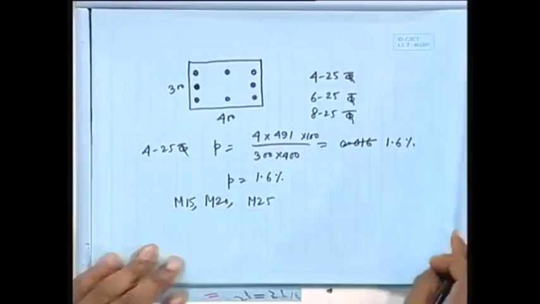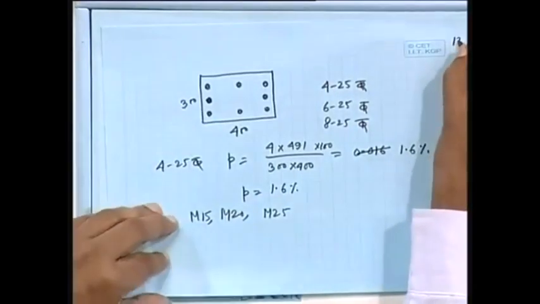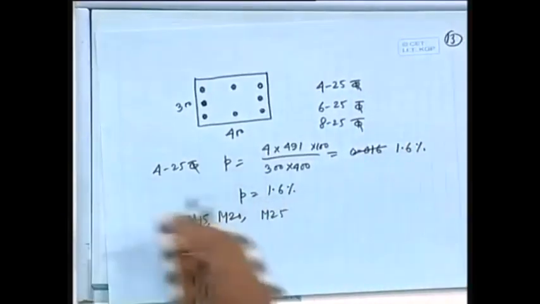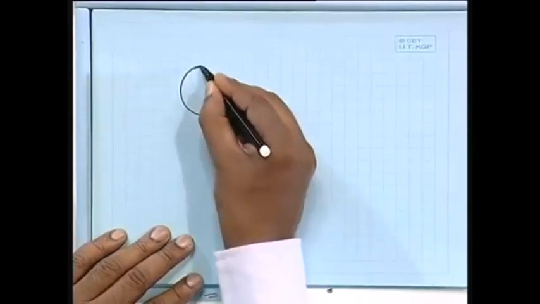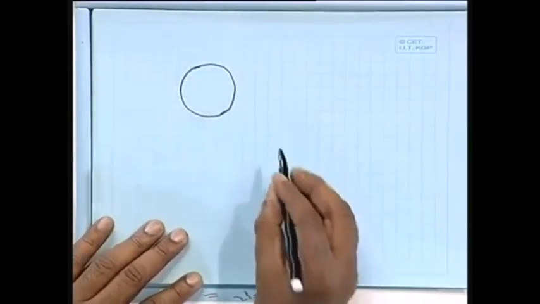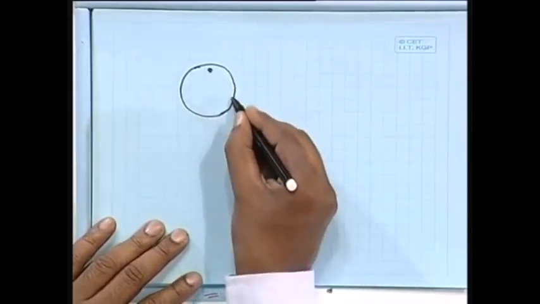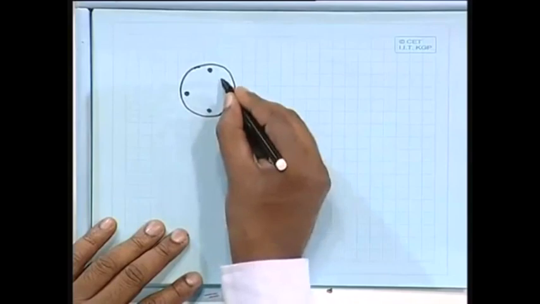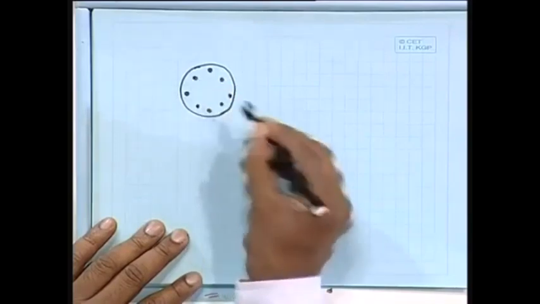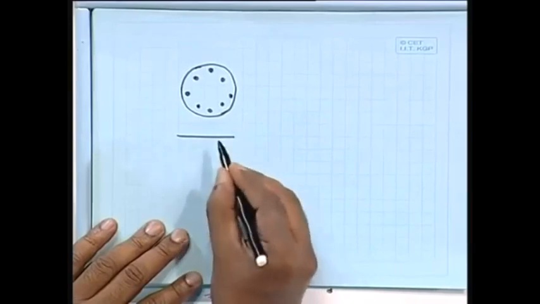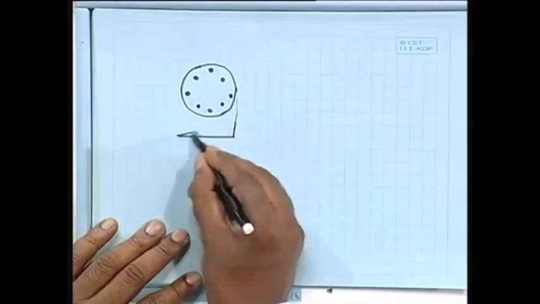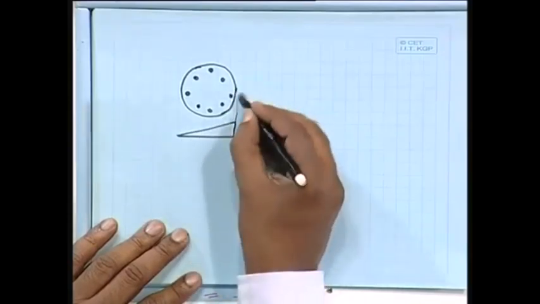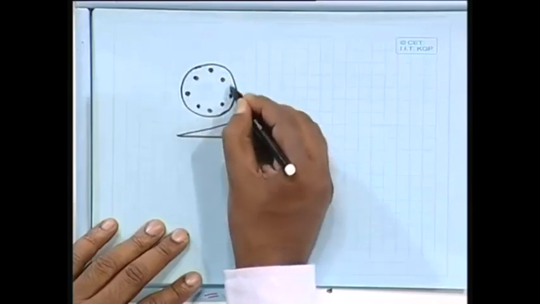Not only that, what we do, we can do it for circular column also. How do we do the circular column? The same fashion you have to do it. That means the maximum compression side, and this is your maximum compression side, say. What you have to do? How shall we get this one?